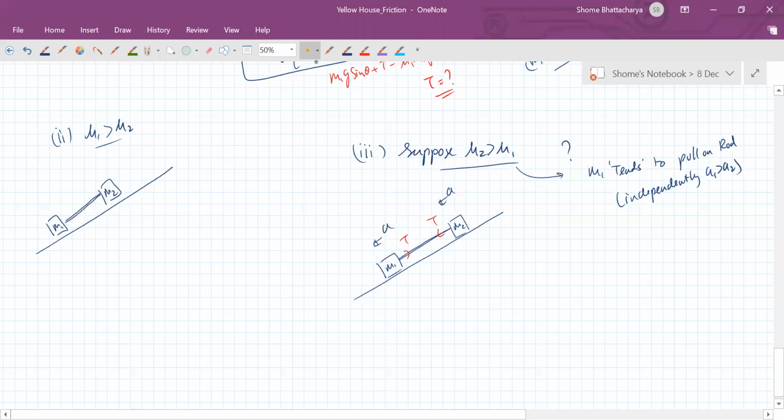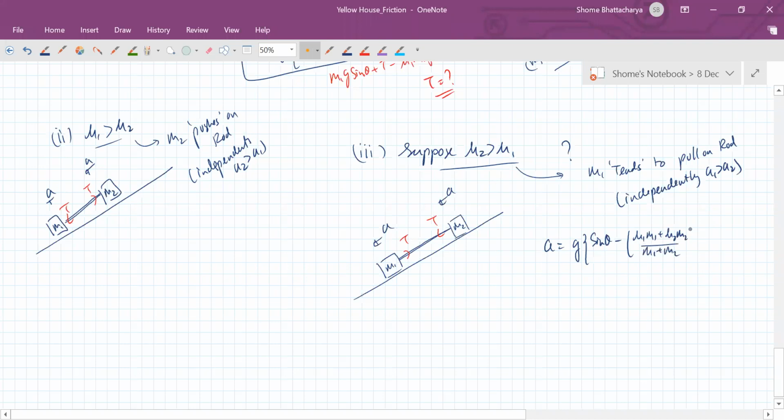That is the difference. In this case, the tension is like this, because here m2 pushes on the rod, because independently a2 would have been greater than a1, but here both are having the common acceleration. So that common acceleration magnitude will come out to be the same. It will be g into sine theta minus mu1 m1 plus mu2 m2 divided by m1 plus m2, whole thing into cos theta.